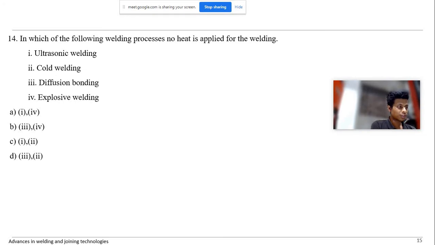In ultrasonic welding, mainly because we are vibrating that sonotrode in the ultrasonic frequency, frictional heat is generated and welding will be happening. In cold welding, as I just explained, metal will be there, forging kind of thing will be done, and we will achieve the cold welding.